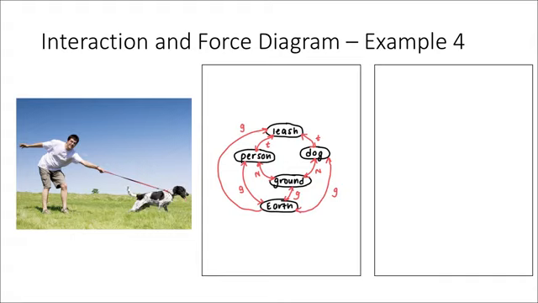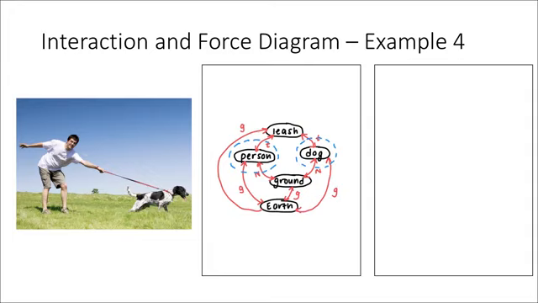Okay, I'll begin by writing out my system boundaries. And so I see right now I have 3 forces acting on the person. We have the tensional force from the leash, the normal force from the ground, and the gravitational force from the earth. And I also have 3 forces acting on the dog, the normal force from the ground, the tensional force from the leash, and the gravitational force from the earth.